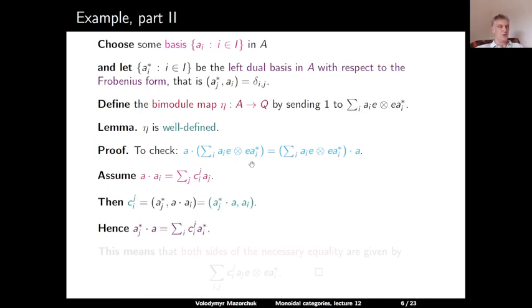And now, if we do the computation on both sides of this equality, we will see that both sides are equal to the following expression: the sum over all i and j, c_ij, a_j e, times e, a_i star. And this completes the proof. So the map eta is a well-defined map of A-A bimodules.